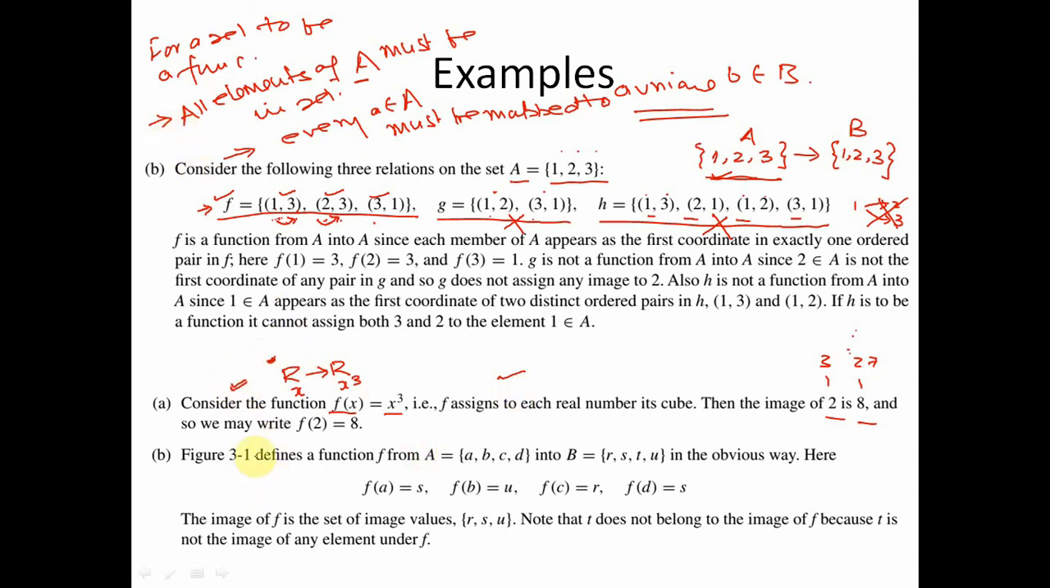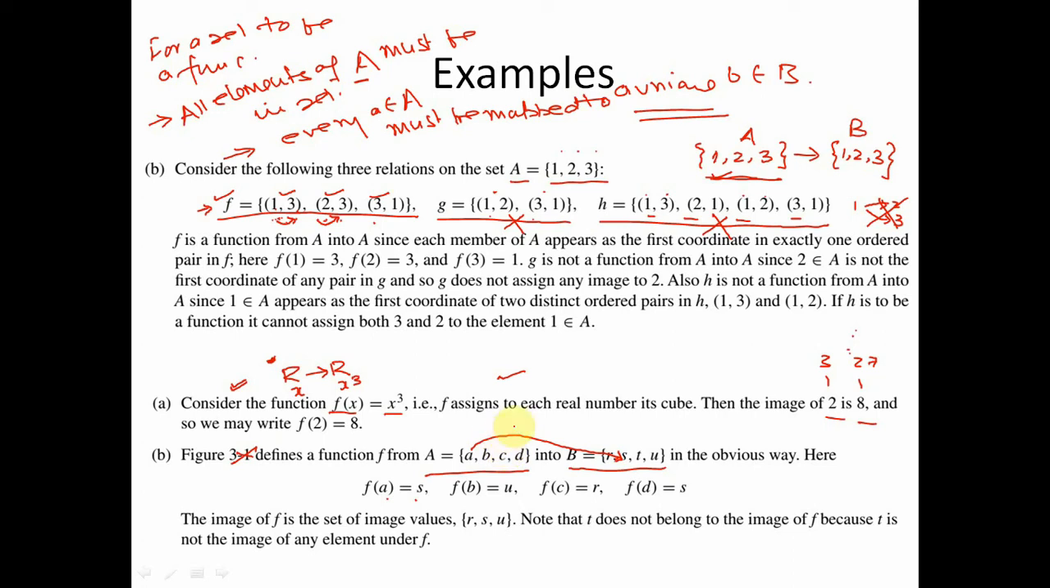Let's take this example. A is equal to {a, b, c, d} and we have another set B is equal to {r, s, t, u}. Now we say f of a is s. Sorry, right? So a is being mapped into s.